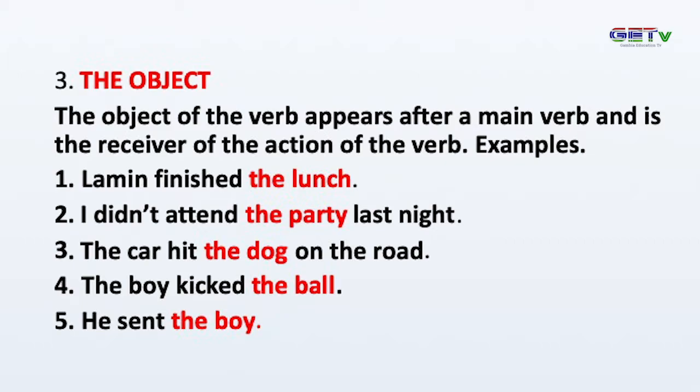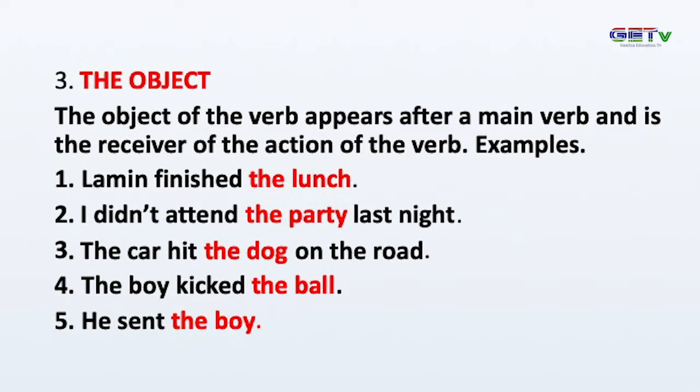The object of the verb appears after a main verb and is the receiver of the action of the verb. So the object is either a noun or pronoun. It could be a noun phrase or a noun clause. Let's look at our examples here. Lamin finished the lunch.